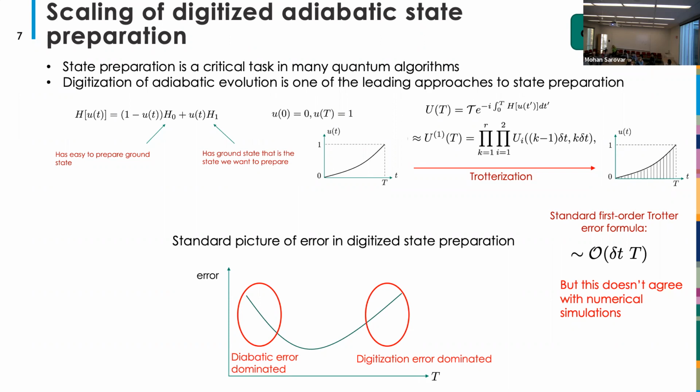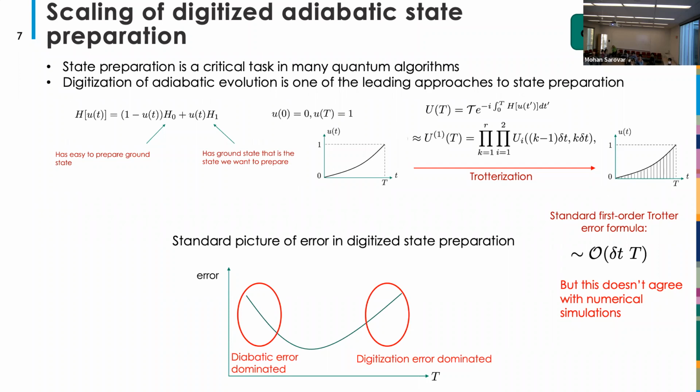That you're just having all the errors you get from each Trotter step. So this is not data, right? This is a kind of schematic that says, if you're in the low T regime, you're dominated by diabatic errors, so you have lots of error. If you're in a high T regime, you also have lots of error. But this is not actually what people see in simulation.